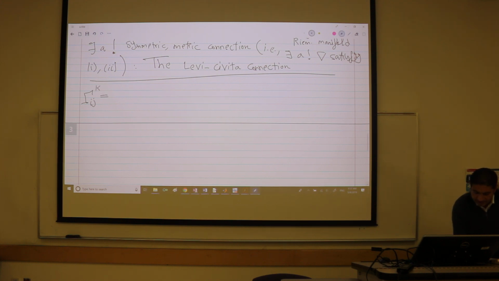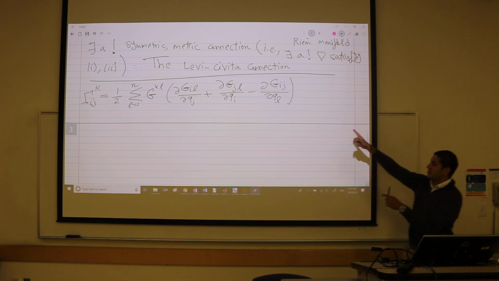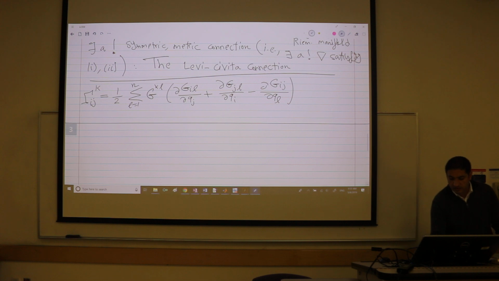Gamma ijk is 1/2 summation over l from 1 to N of g^{kl}, times partial g_{il} with respect to q_j, plus partial g_{jl} with respect to q_i, the other way around, minus partial g_{ij} with respect to q_l. Give me the G's, I give you the gammas immediately. One thing that I must note here is that this is the inverse of G. So this is indeed G inverse, the kl element of it.